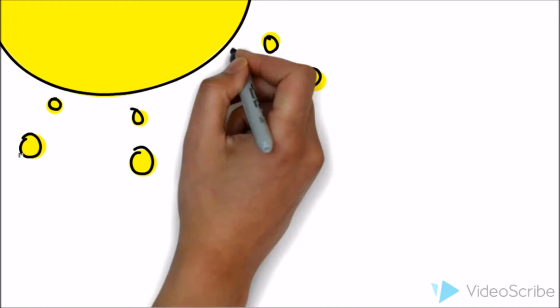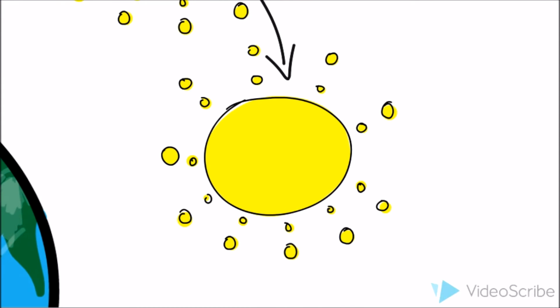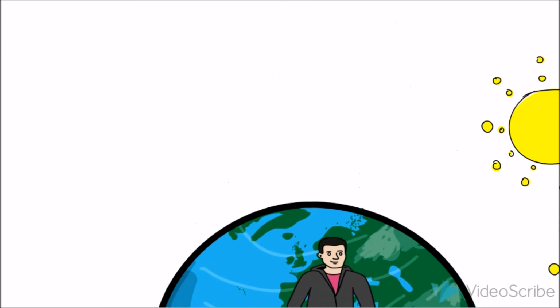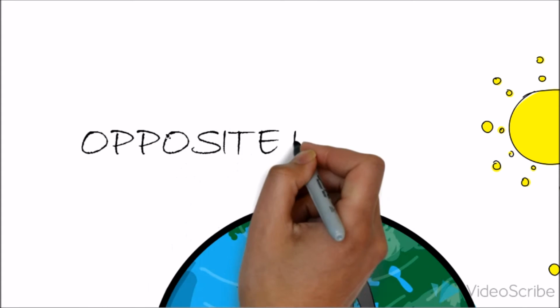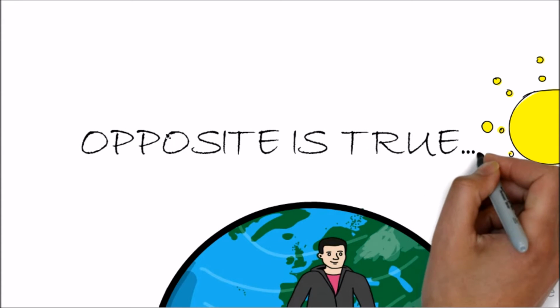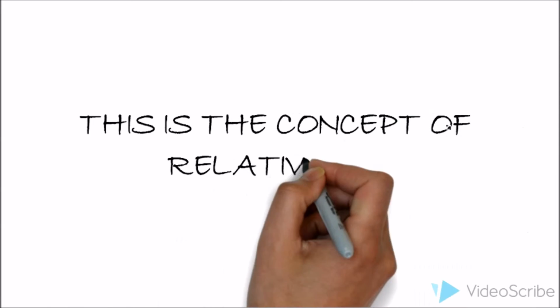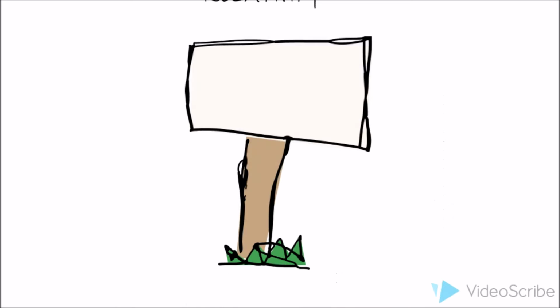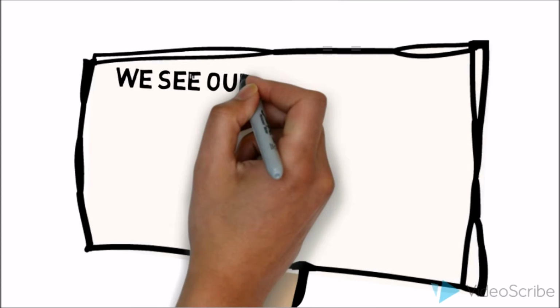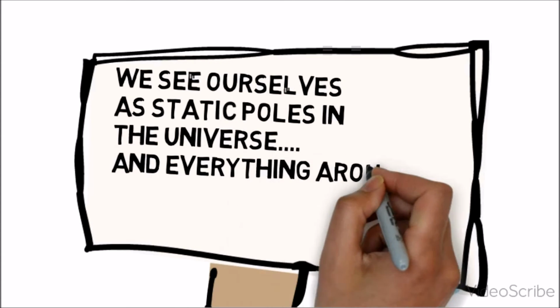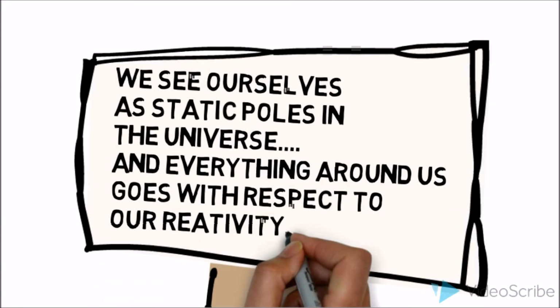Well, he thinks that the sun rotates and revolves around the earth. This is because we see the sunrise and the sunset. The sun rises from the east and sets in the west. But the opposite is true. So, this is the concept of relativity. We see ourselves as static poles in the universe, and everything around us goes with respect to our relativity.